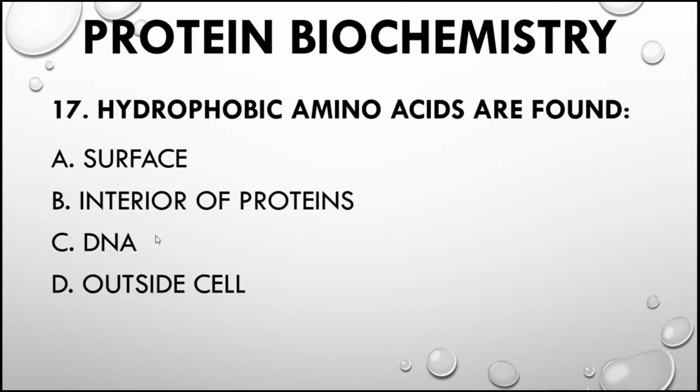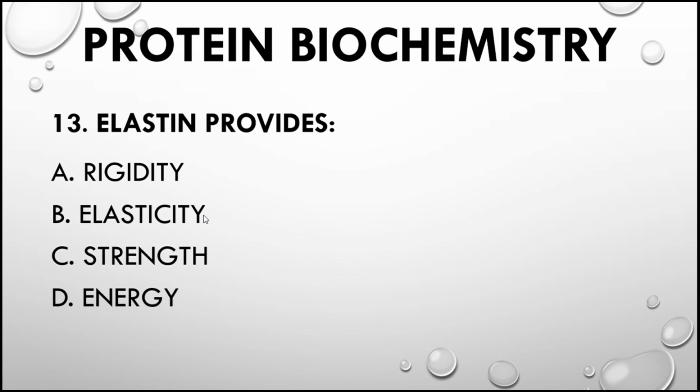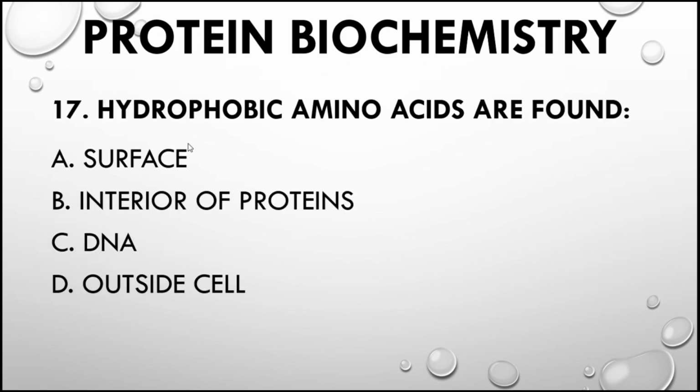Number 17. Hydrophobic amino acids are found where? A. Surface, B. Interior of proteins, C. DNA, D. Outside shells. They are not found on the surface. They are not found on the DNA. The correct option is B, interior of proteins.